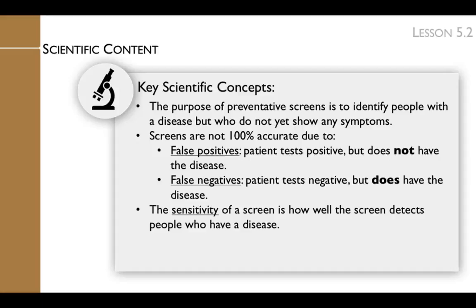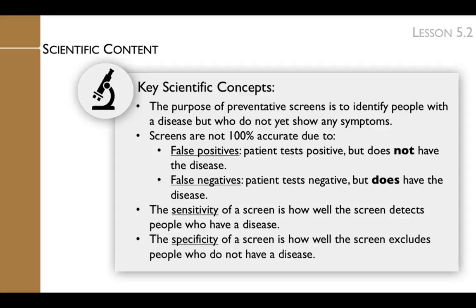The sensitivity of a screen is how well the screen detects people who have a disease, and the specificity of a screen is how well the screen excludes people who do not have a disease.